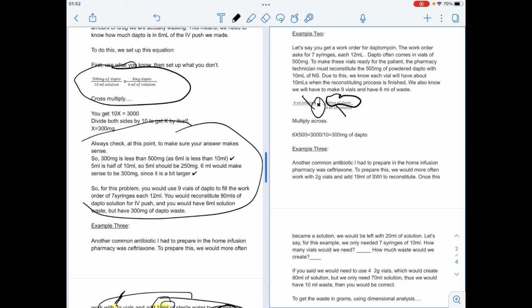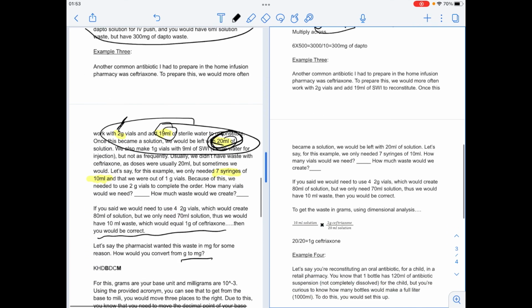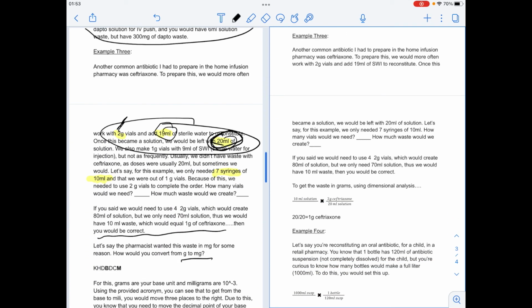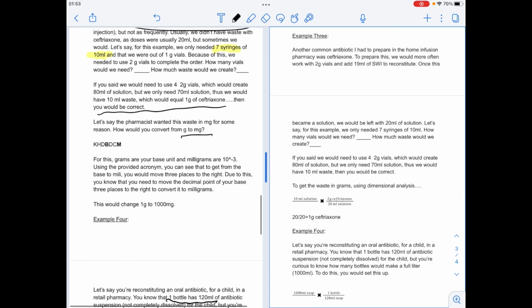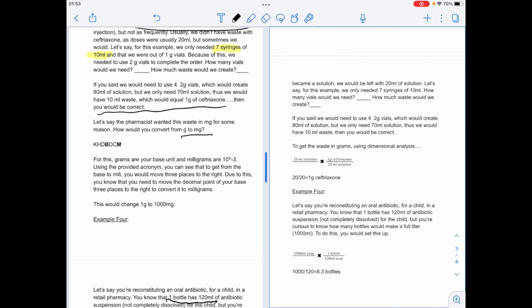Remember, you're multiplying across. Not cross multiplying, but literally multiplying across with dimensional analysis. So you would want to multiply that 6 milliliters to 500 milligrams. And then you'd want to divide that by your bottom unit right here, which is 10 milliliters. So example 3, once again, canceling out milliliters of solution, and you're going to be left with that grams of ceftriaxone.